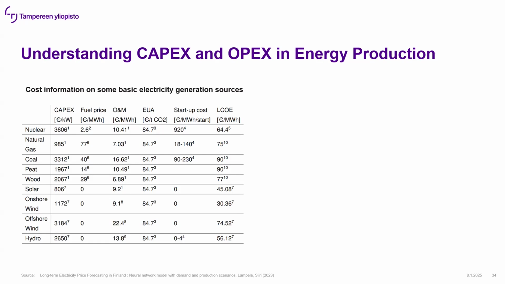And what you can find from many sources in here: long-term electricity price forecasting in Finland, a neural network model with demand and production, using neural networks to predict the behavior of the system. Siri Lantala, 2013. So it's a really recent master's thesis, and it's a really good one. So if you want to read a master's thesis, there's a good one. So here you can see CapEx, how much does it cost? Fuel price, operation and maintenance. This is the EU-based allowance for the CO2 emissions.